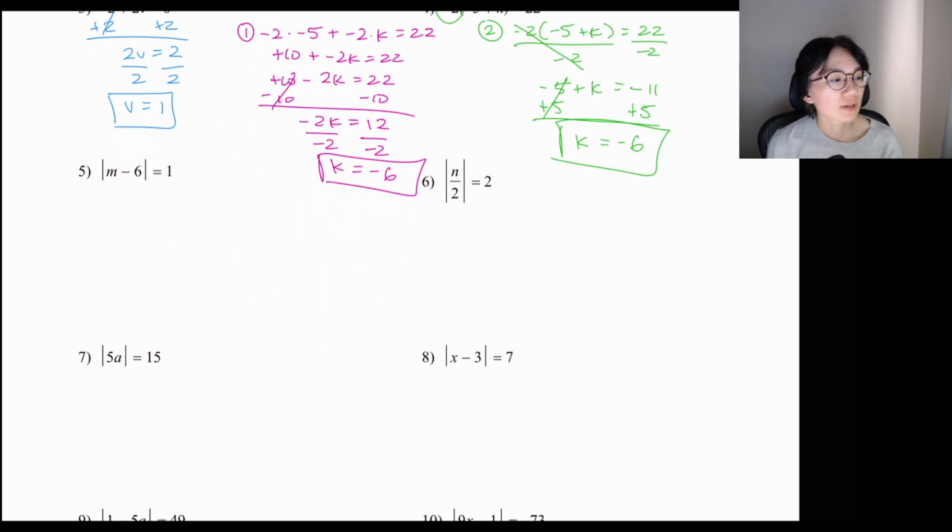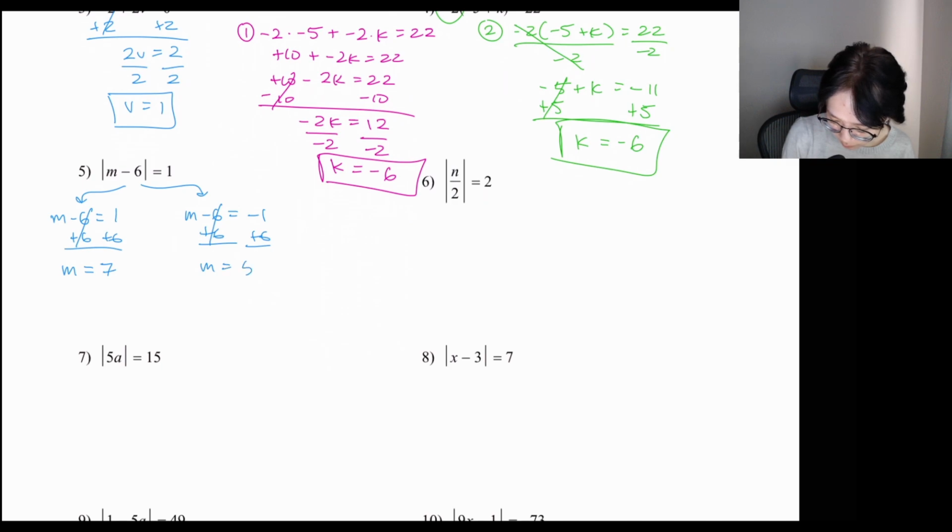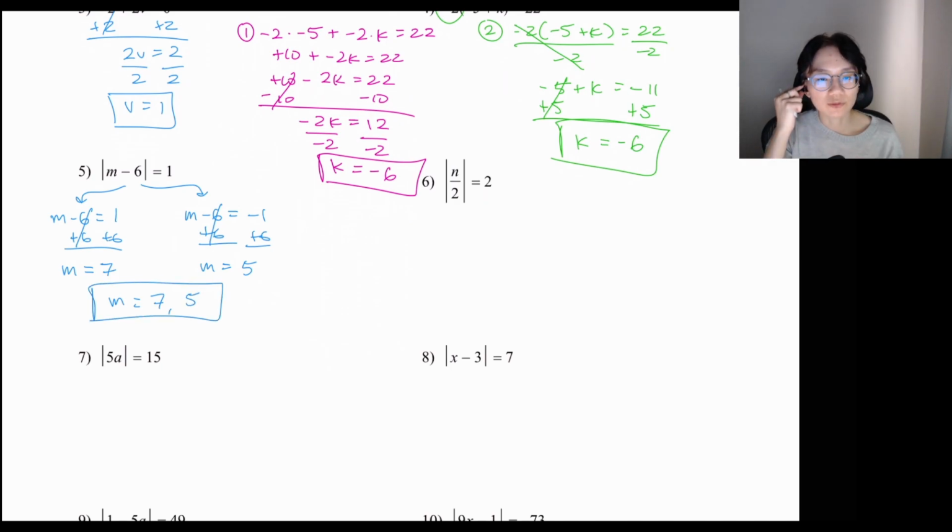Absolute value stuff. Remember absolute value, you have to split it into two different equations. One where the inside of the absolute value bars is equal to the positive. One where the absolute value bars is equal to the negative. And you just solve both like usual. So m equals 7 over here. Add 6 to both sides. M equals positive 5 over here. And like I said, if you're nice to me, you format your answer like this. 7, 5, and then you box your answer so it's easy for me to find it.